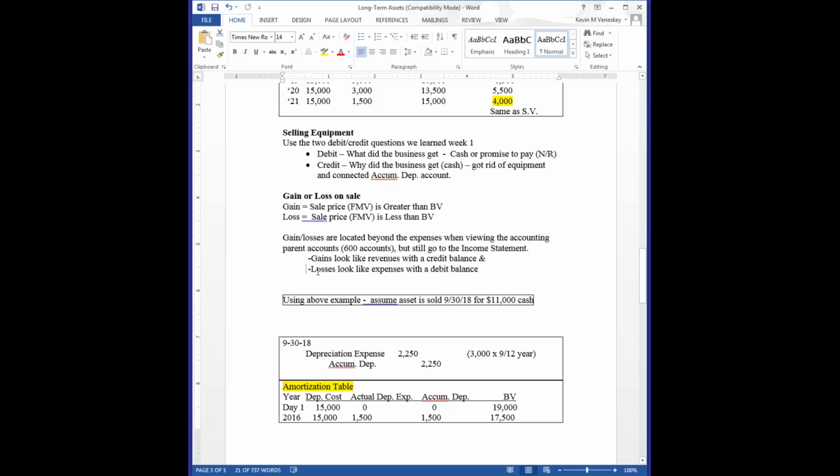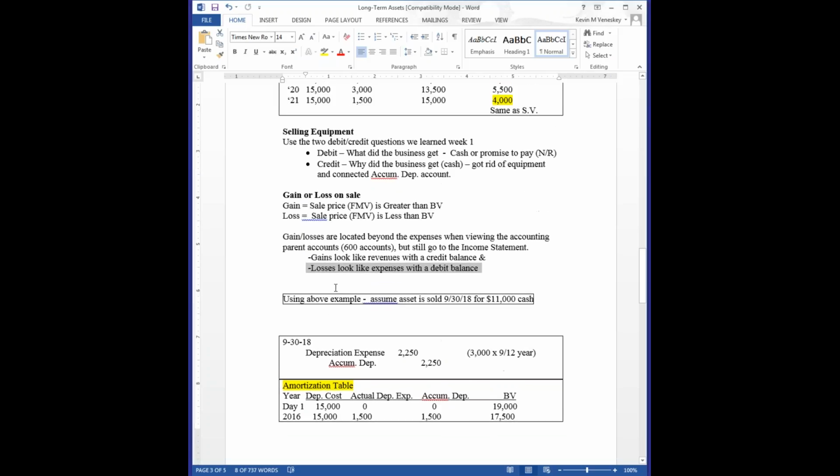So when it's all said and done, when we have a loss, losses always have a debit balance, kind of like the cash short did last week. So losses are going to be very similar to an expense. They take our net income down. Gains are going to do the opposite. A gain's going to have a credit balance like revenue does, and it's going to make our net income go up.